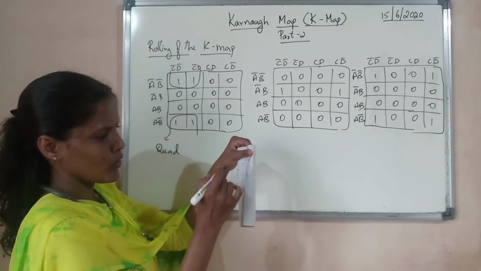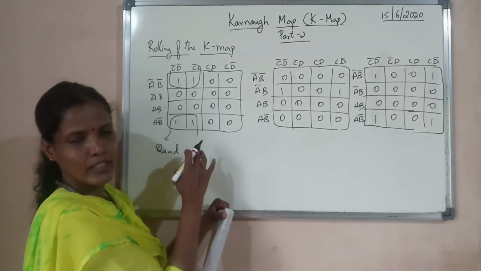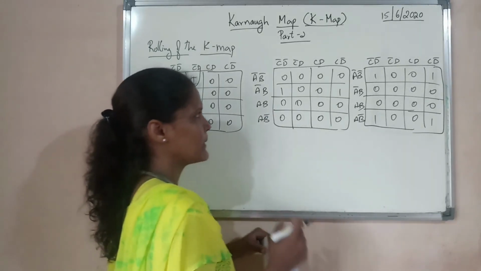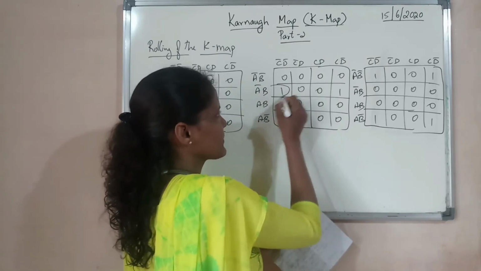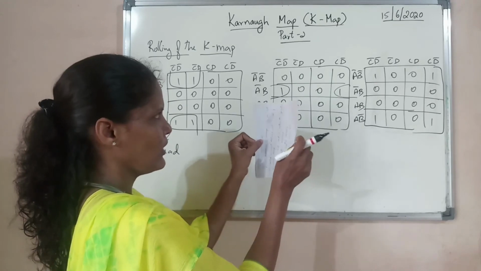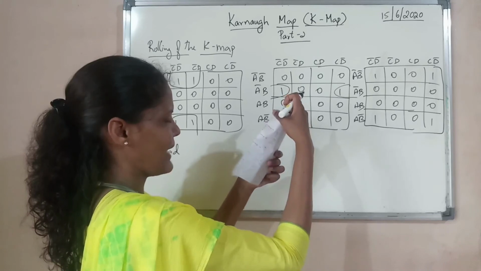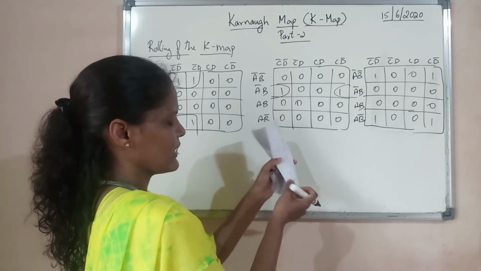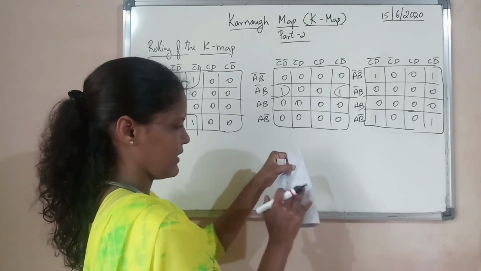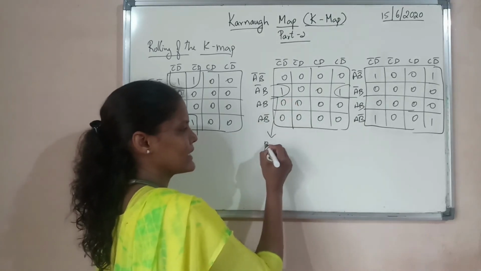Is it clear? 4 ones, 1 1 1 1. So when I roll, 4 adjacent ones will come close to each other. So I can call that one particular quad. In this particular example, this one and this one, if I consider this as a map, when I roll this, these two ones will come adjacent to each other. So these two ones can be called a pair.